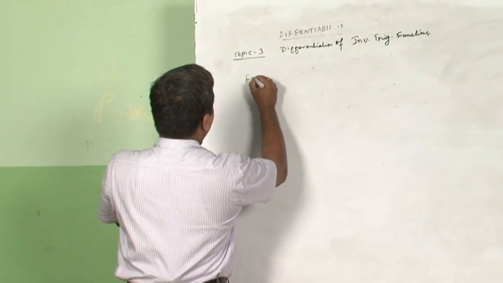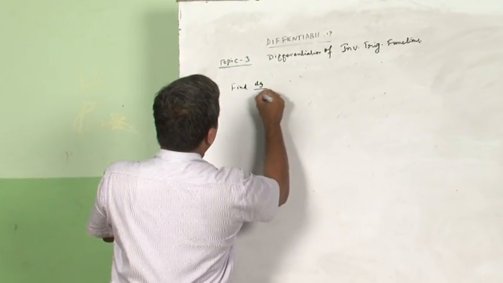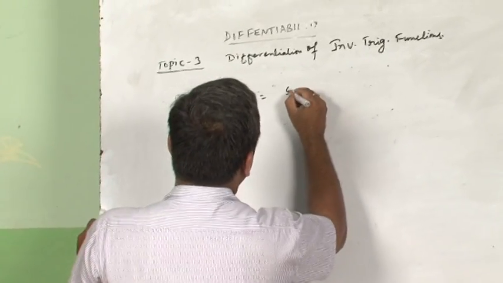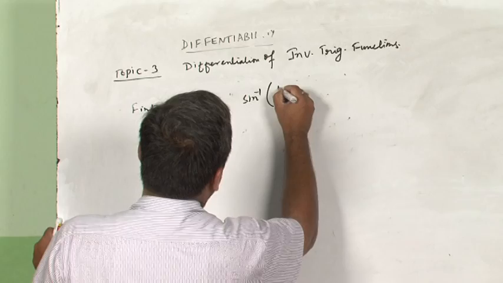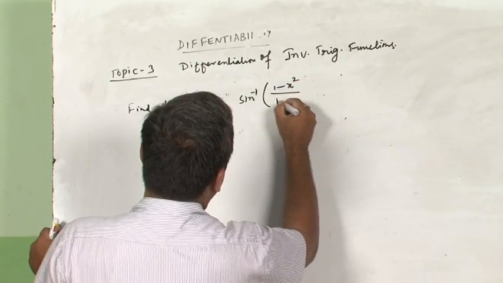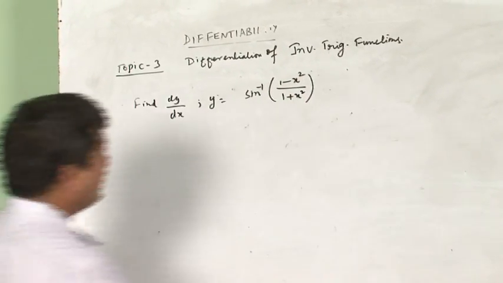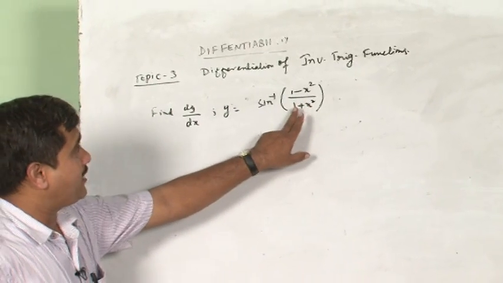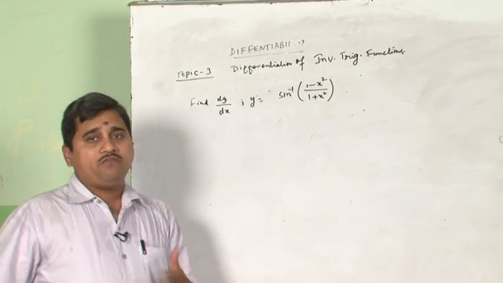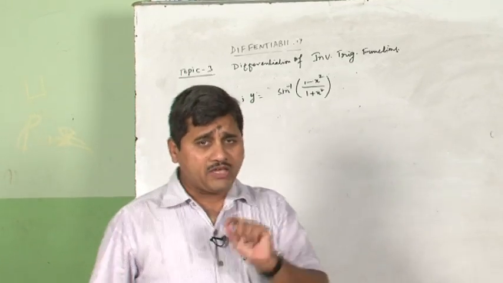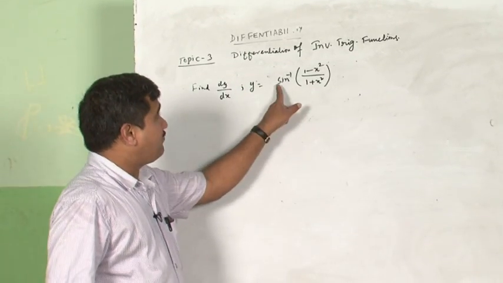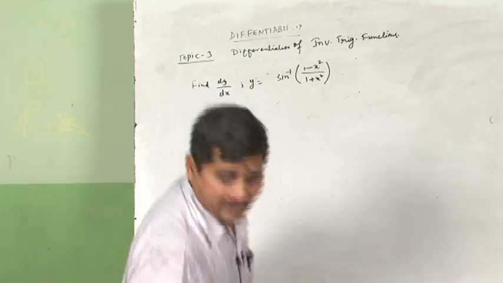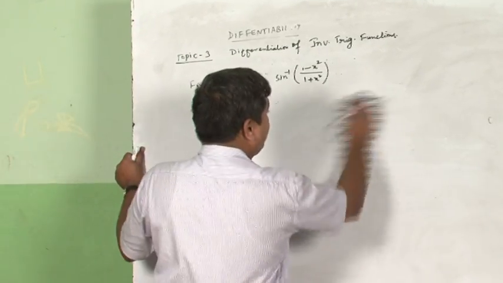Find dy by dx if y is equal to sine inverse of (1 minus x square) upon (1 plus x square). Dear students, in fact, for sine inverse of (1 minus x square) upon (1 plus x square), we do not have any formula equivalent in the simplest form for this. So what we have to do, we have to apply now multiple formulas.